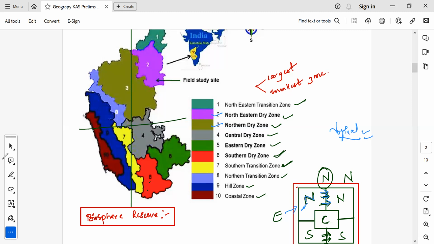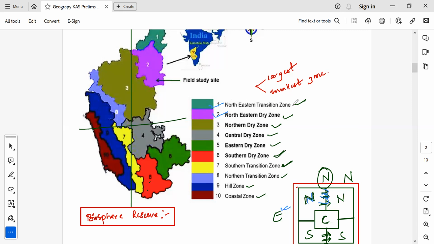I'll just make it clear here. I just got confused, so I will begin again. See, we will take east as a reference. Northeastern dry zone. This north, we will take as northeast. So northeastern dry zone. We are moving from here, so transition is happening. Northeastern transition zone, the first one.